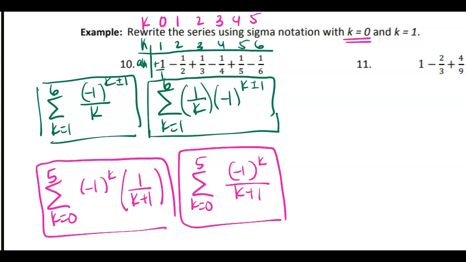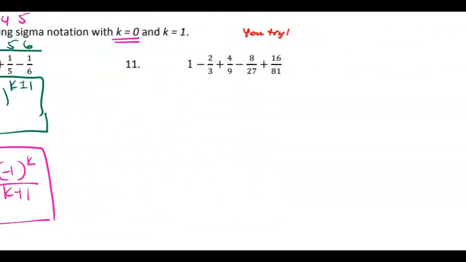Either of these, and there's probably a couple other ways you can do this, but make sure when you're writing this summation out that it actually works. Does the pattern that you put work? Right now, pause the video and try question 11.